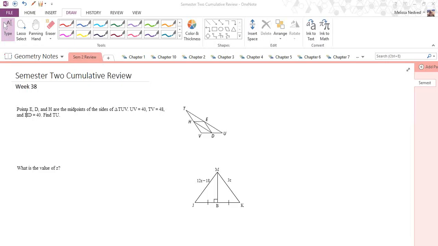Welcome. We're going to look at our last section, our last thing together for this class, and we're going to do a semester 2 cumulative review.